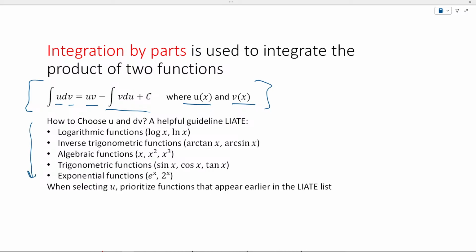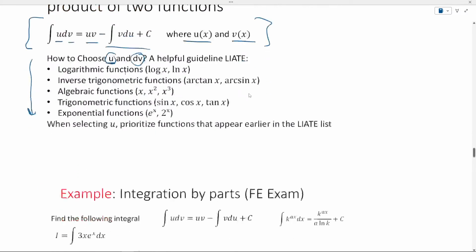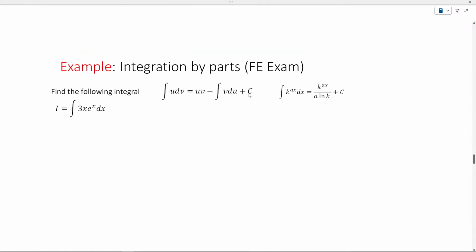You choose it in this order, but this is not important now because that will not be clear without seeing an example. But that is basically how to choose your u and dv. So you start with this order. When you choose your u function, prioritize what appears first in this list, and then whatever is the remaining part would be your dv function. But all this is not clear without seeing an example. When we see an example, that would be very clear.